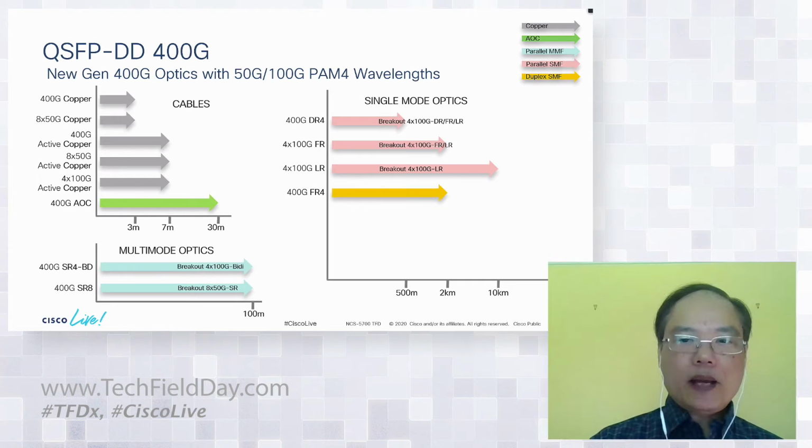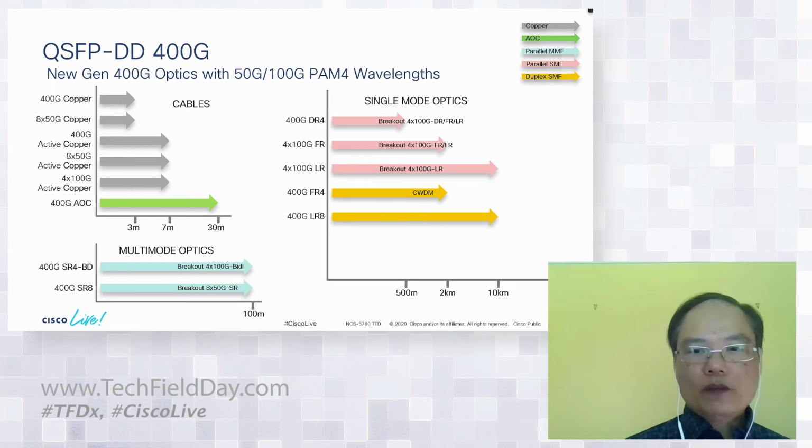All right, for duplex optics, we have 400 gig FR4, which supports up to 2 kilometers. This is based on CWDM technology of multiplexing 4 wavelengths in a single fiber.